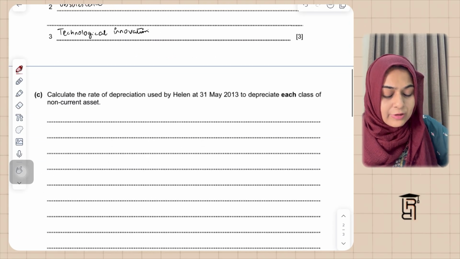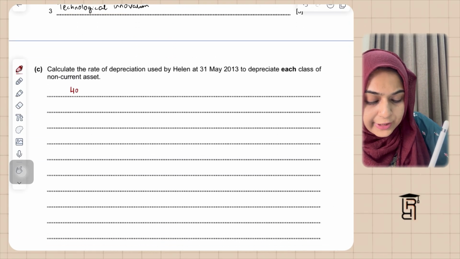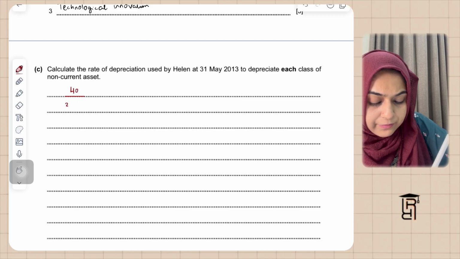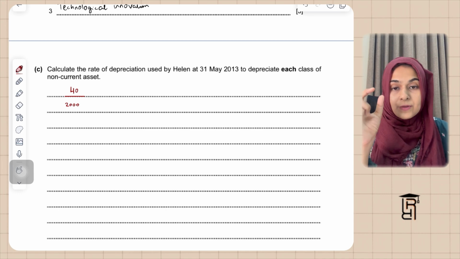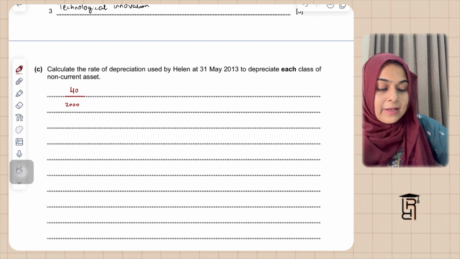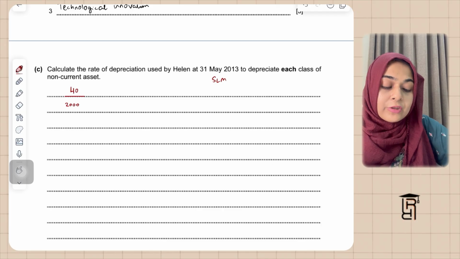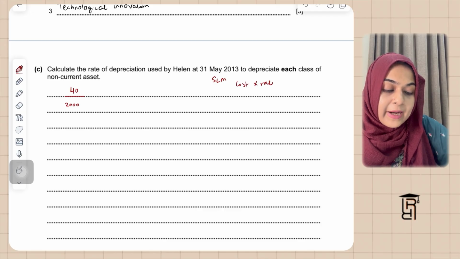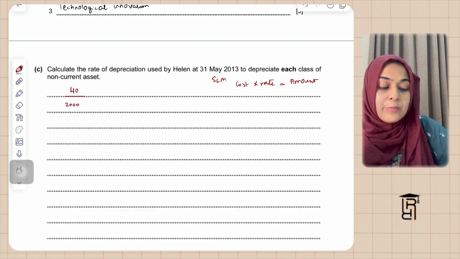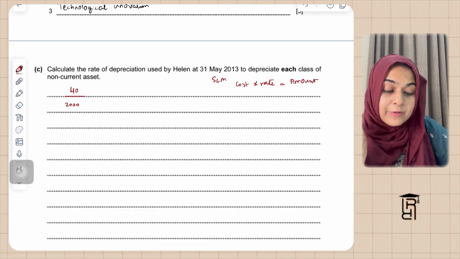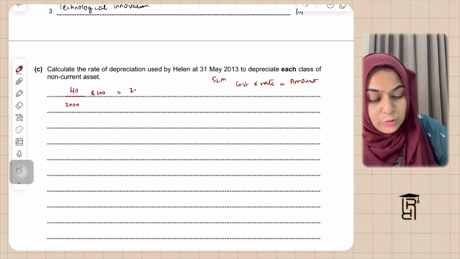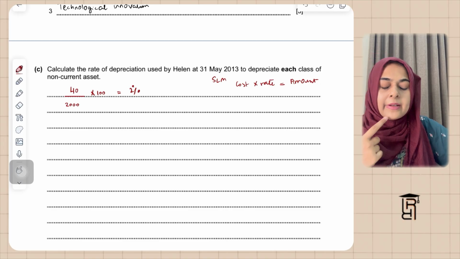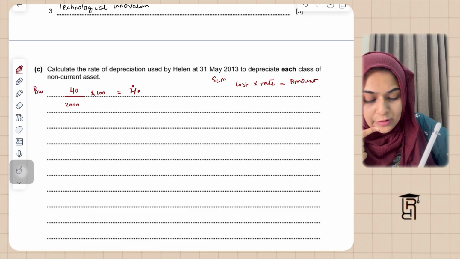So it's very easy. Depreciation charge for the year for buildings is $40, and the total cost of buildings is 2000. So when you divide these both, the amount of depreciation divided by the cost. So basically, in the straight line method, how do you calculate depreciation? It's cost multiplied by rate, and that gives you the amount of depreciation. We know the amount and we know the cost, but we need to find out the rate. So 40 divided by 2000 into 100 will give me 2%. 2% is the rate for buildings, so I write buildings over here.